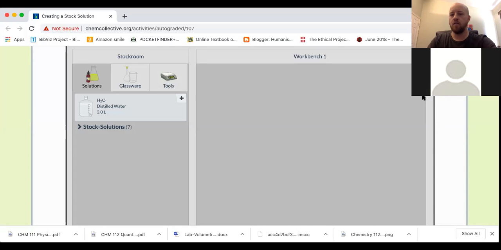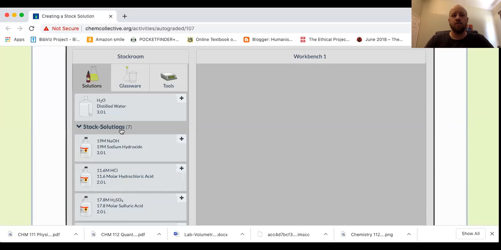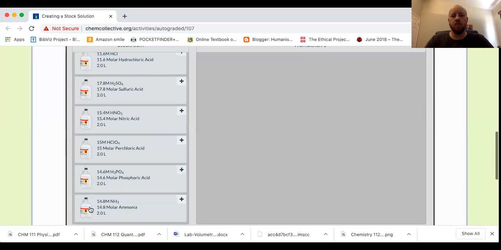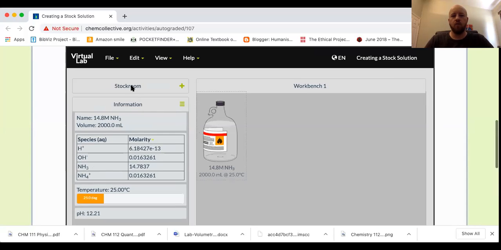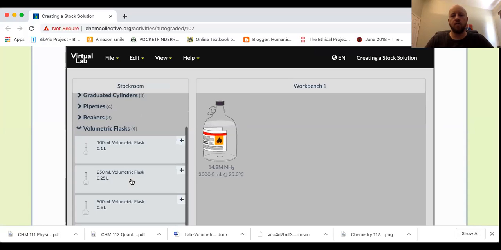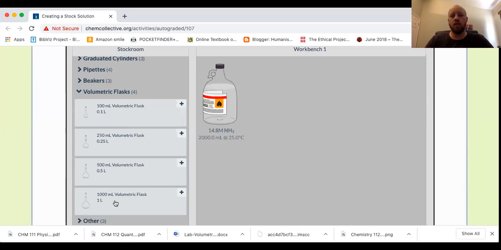When you come into the simulator, or you're working in the lab, we're going to need some basic glassware. The stock solutions are all relatively concentrated. There's a variety of different stock solutions here, but we want to pull out the ammonia. We're going to be working from that. For making solutions, we have volumetric flasks, from 100 milliliters up to a liter, but we want to take the 500 milliliter flask out.